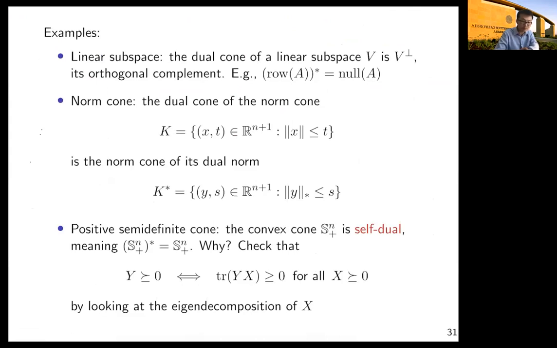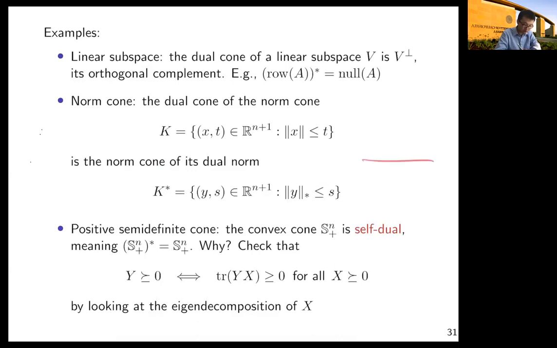Then this essentially requires everything to be 0, because for the subspace you can multiply with both +1 and -1, and it remains within the subspace. So this is saying that the dual cone of a linear subspace is its orthogonal complement. And the dual cone of the norm cone, or often the second order norm cone, happens to be the norm cone of its dual norm.